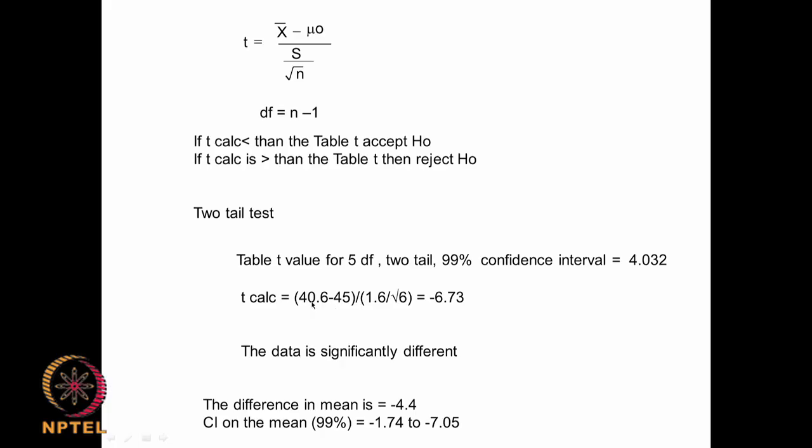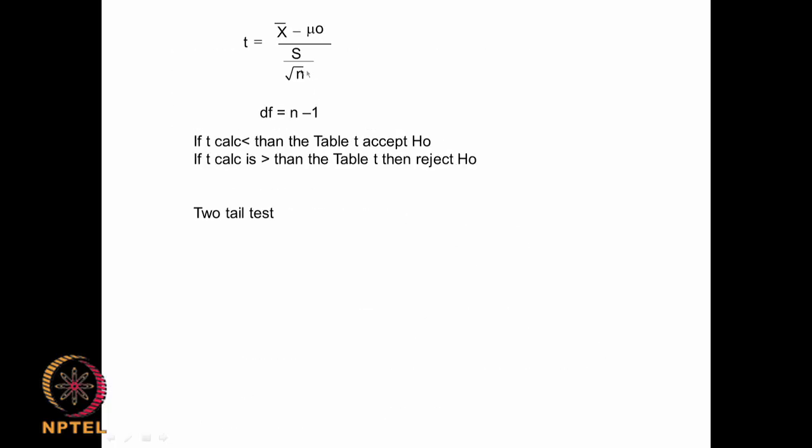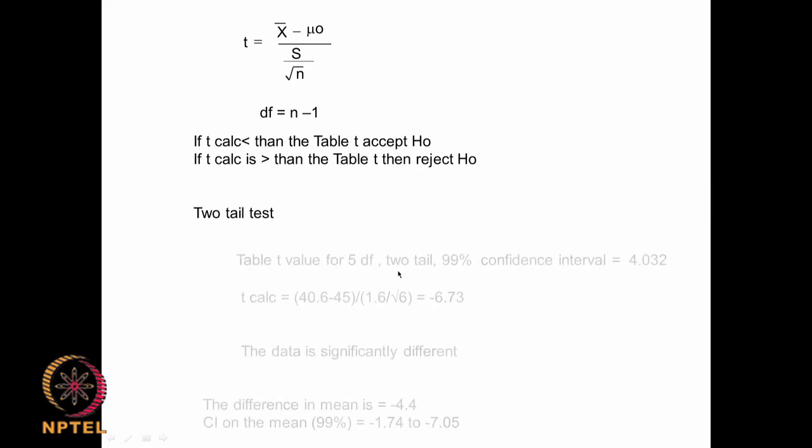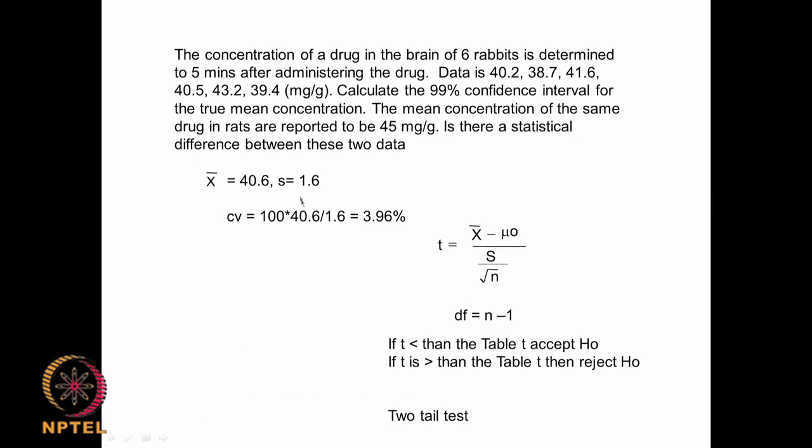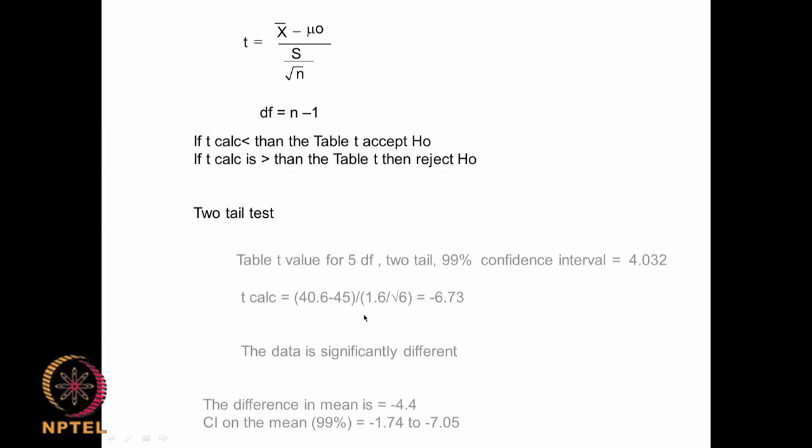4.032. So this is the equation here, x bar minus mu naught. So we do 40.6 minus 45, and then your standard deviation is 1.6 for the data. So divided by square root of 6, that will come to minus 6.73.